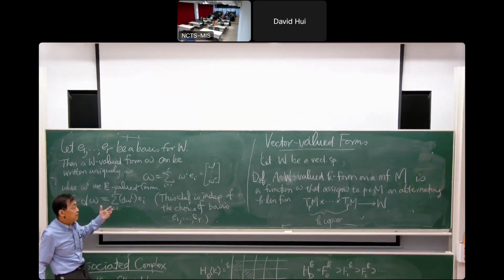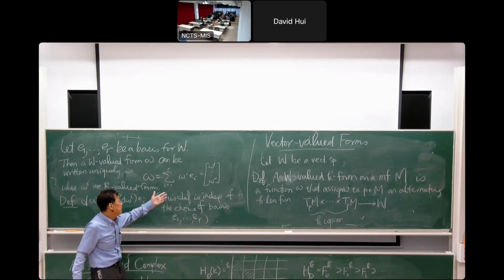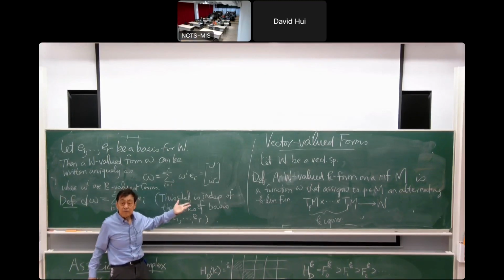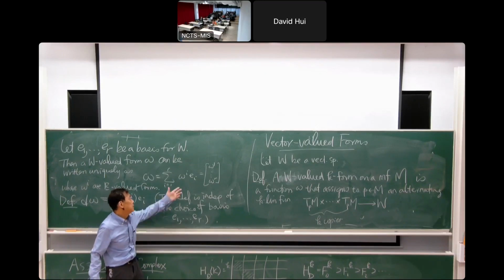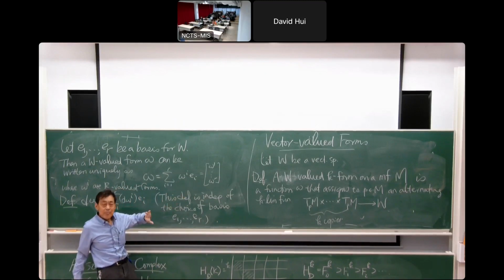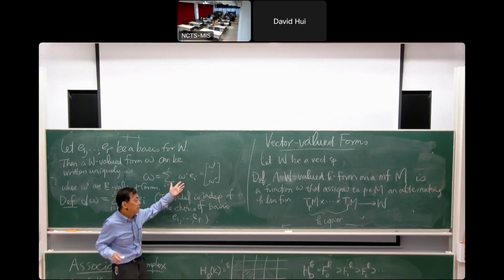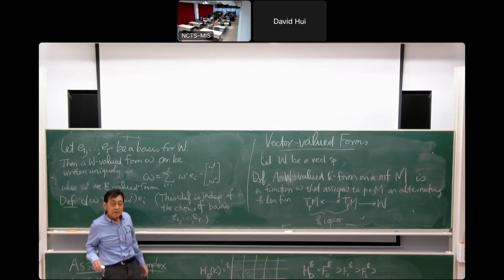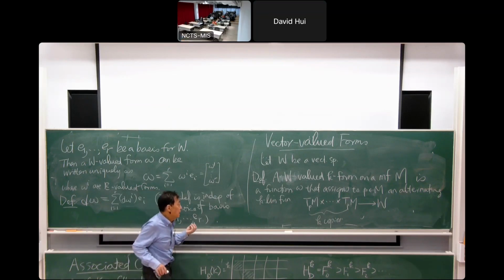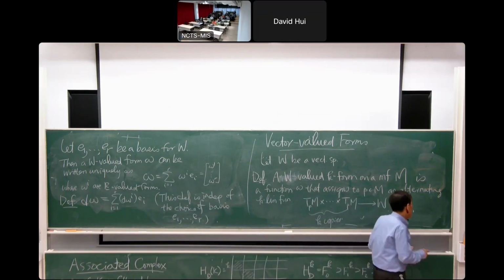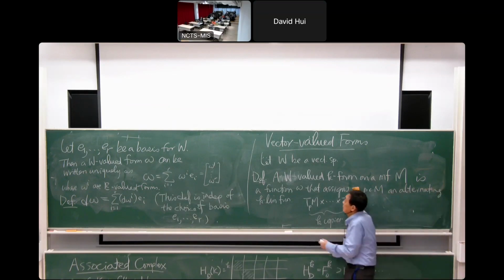And then you can define C infinity W valued forms. It means that the omega_i's are all C infinity. And it will be well defined, because when you change bases, you transform by a constant matrix. So it's not going to affect whether the coefficients are C infinity or not. Yeah, so then you can define the de Rham cohomology with coefficients, not in R, but in W.